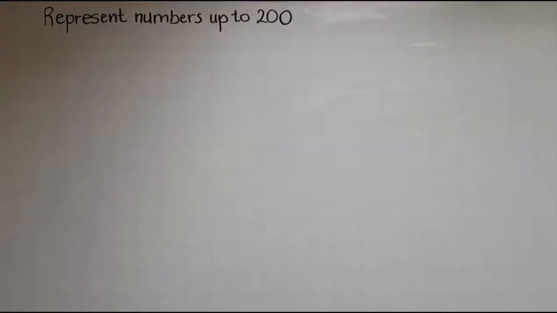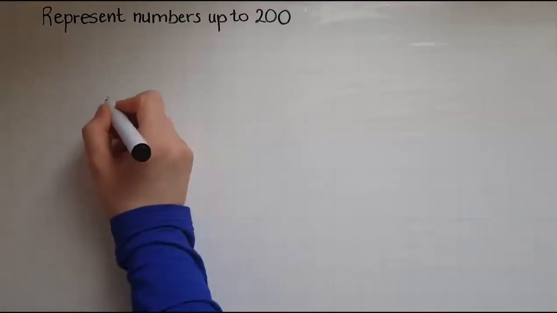In this video, we'll learn to represent numbers up to 200. We use numbers in everyday life in many contexts. We use them to count many objects, shopping items, if we buy lots of, or most importantly, money. I'll use the context of money to explain and show how to represent numbers up to 200.